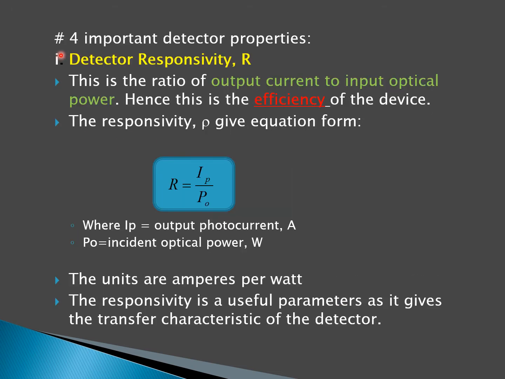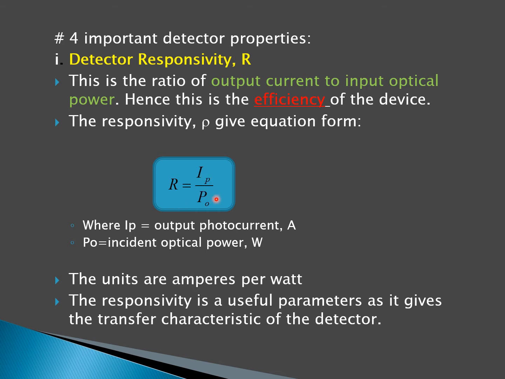There are 4 important detector properties that you will learn. The first one is detector responsivity, or R. It is actually the ratio of the output current to the input optical power. Hence this is actually the efficiency of the device. You can use this symbol or R as the responsivity value. R is equal to IP over P naught.